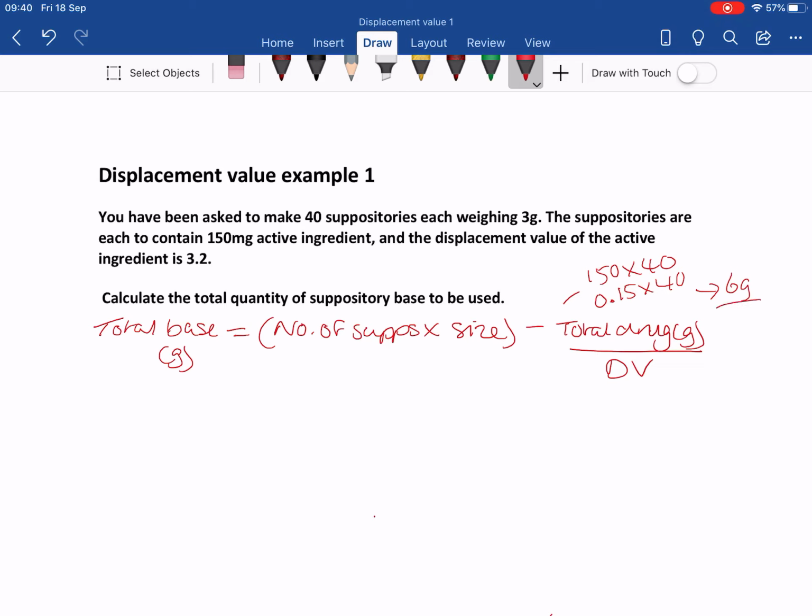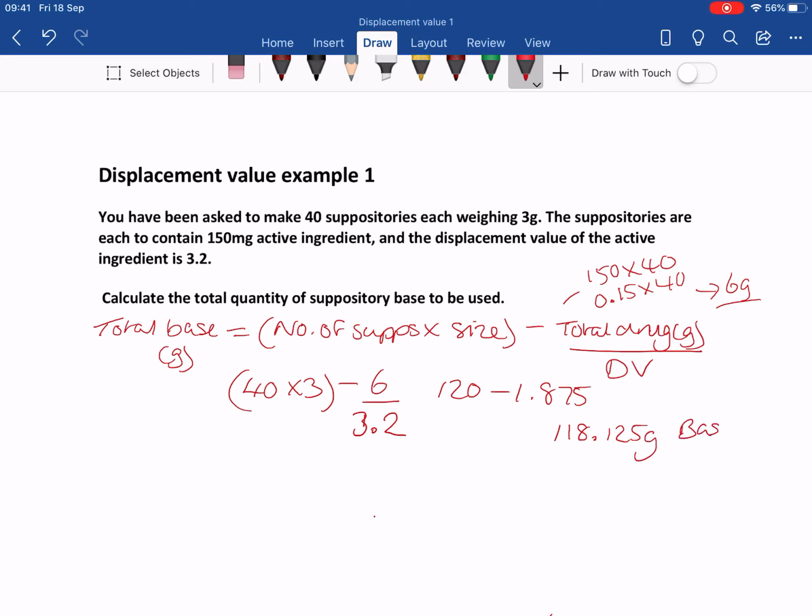So let's put all of that into our equation. 40 suppositories times the 3 gram suppository size, minus 6 grams total drug divided by the displacement value, which is 3.2, gives us 120 minus 1.875, which means that we need to use 118.125 grams of base.